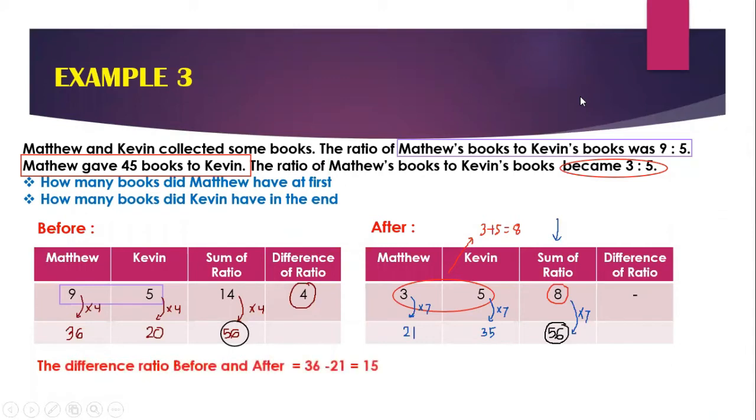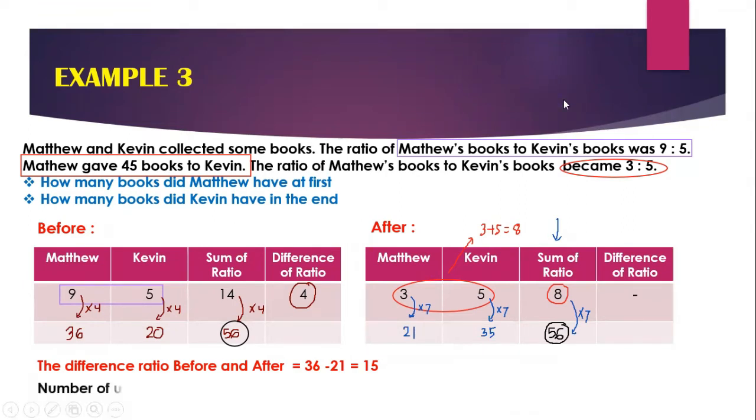The difference ratio before and after is 36 minus 21. How do you know that? Very easy, right? 36 minus 21 for Matthew is 15. For Kevin, before and after, we got 15 too, with the same answer. That's the difference ratio before and after. Clear to you?